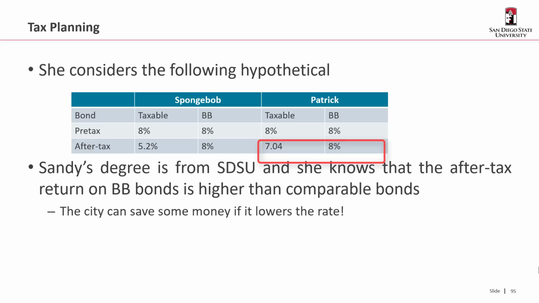So Sandy's degree is from SDSU. And she knows that the after-tax return on Bikini Bottom bonds is higher than comparable bonds. And so Bikini Bottom could save some money if it just lowered the rate on its bonds. So rather than paying 8%, maybe it could pay something less.